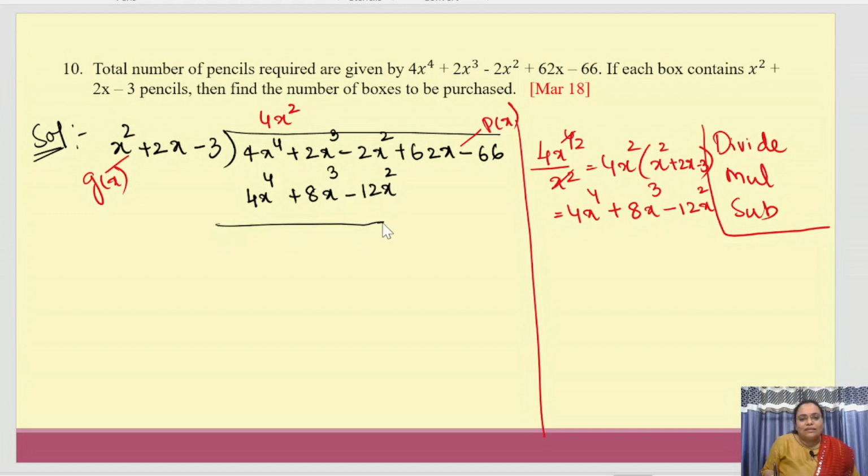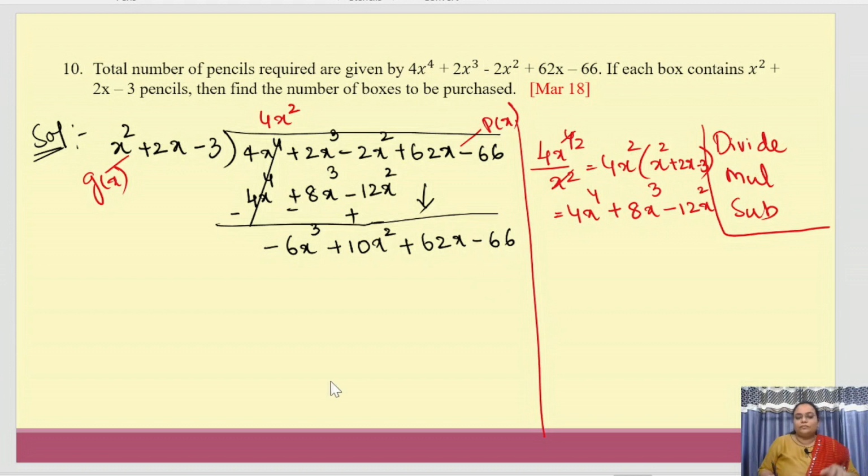The next step is subtract. So you will subtract them. This will get cancelled. Here you will have minus 6x cube. Here you will have plus 10x square. So you will get the terms down, which is plus 62x minus 66. Then again follow the same thing.